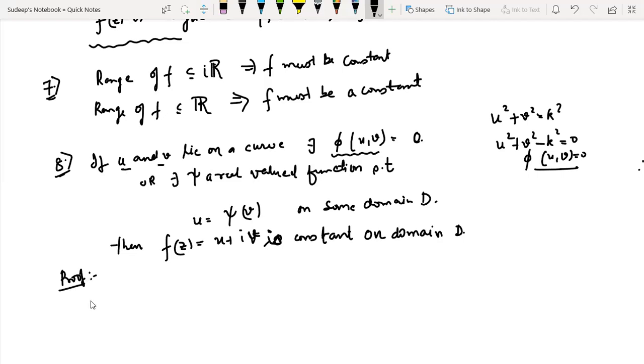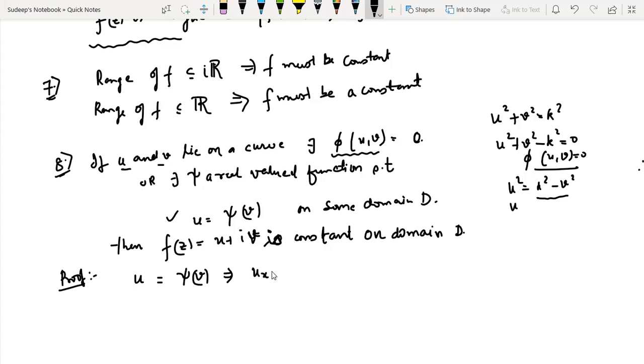Let's say I start from here. If I want to say the same thing, u square can be written simply as k square minus v square. So u can be expressed as a function of v, right? So if u is expressed as some function of v, it implies what?